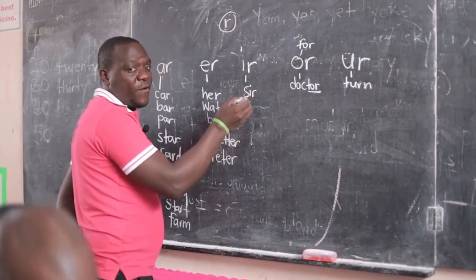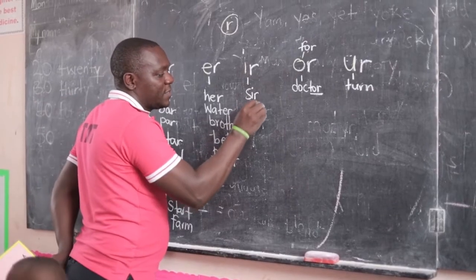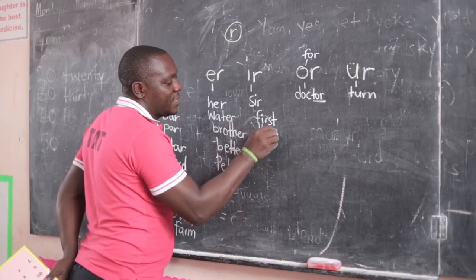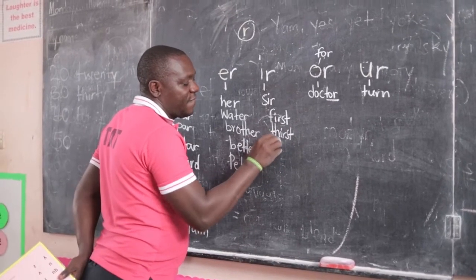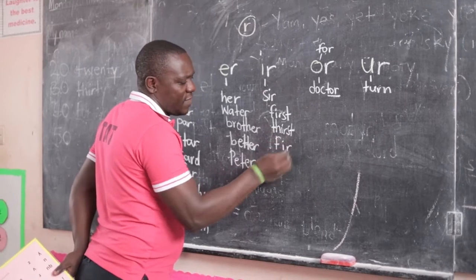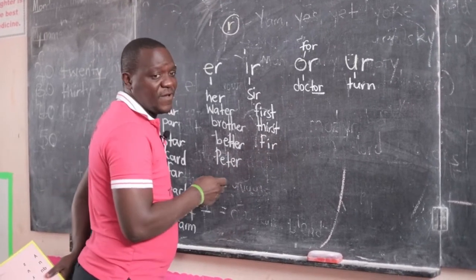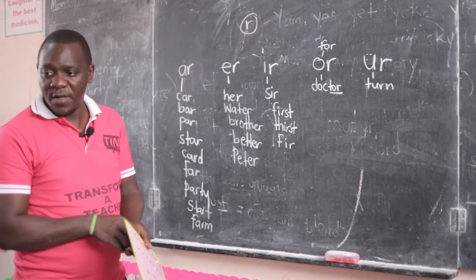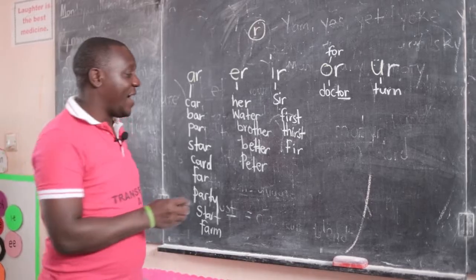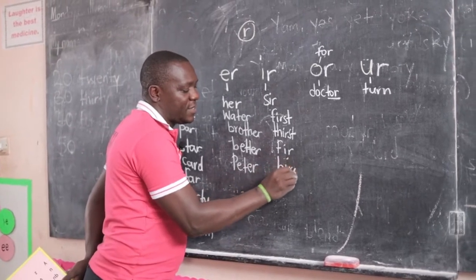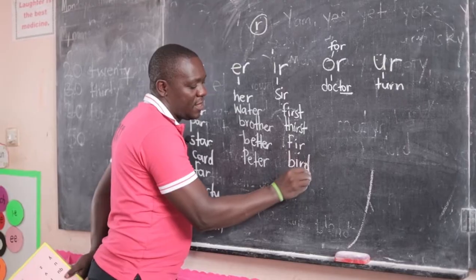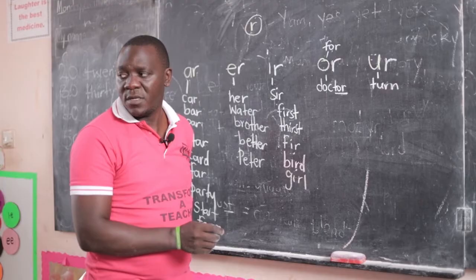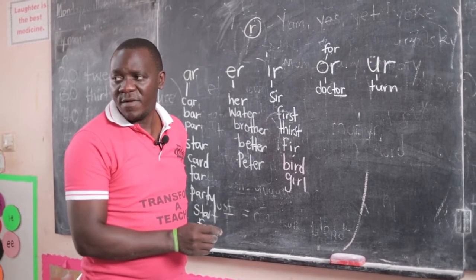This is the R for fast. Far. What does this far mean? Birds, yes. Bird. Girl. Which one? Are we together? Farm.